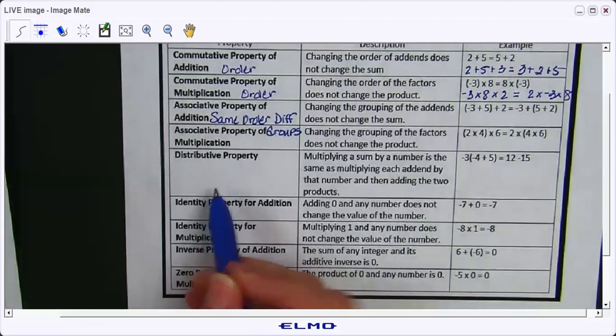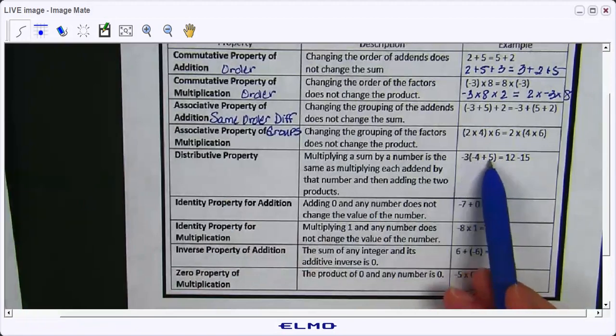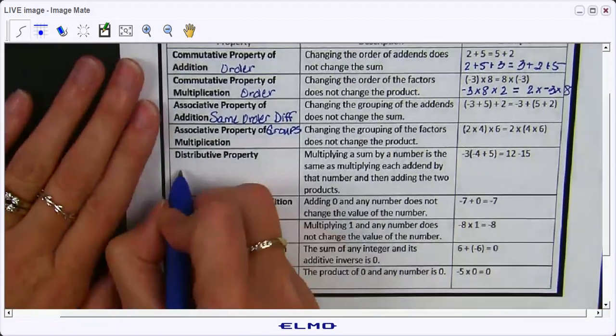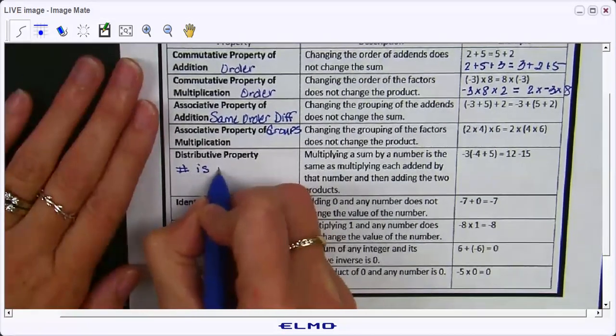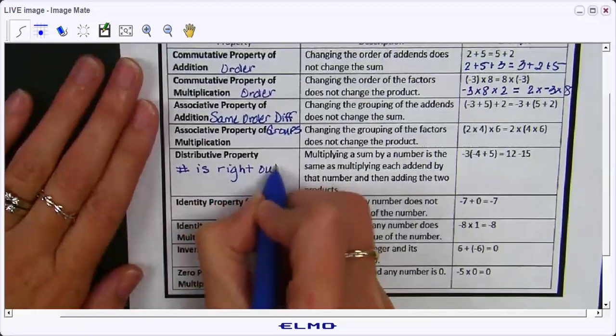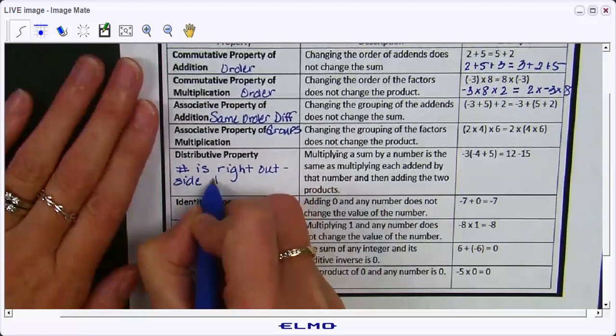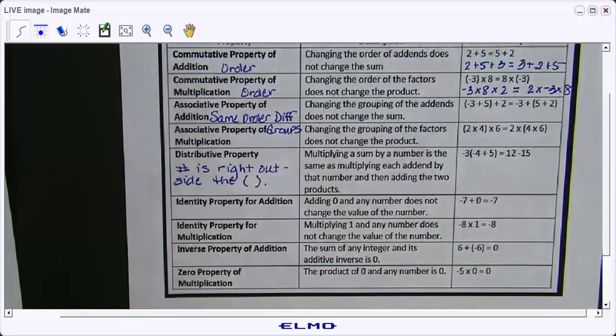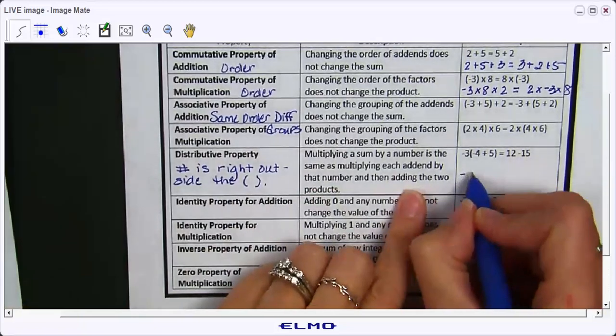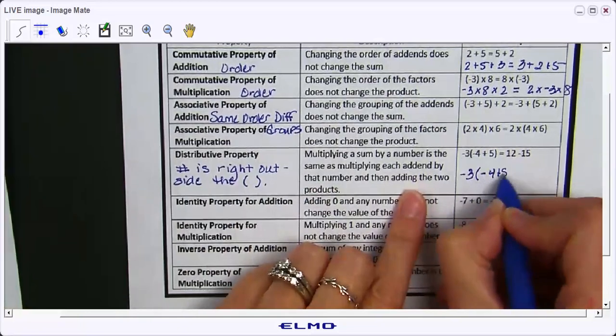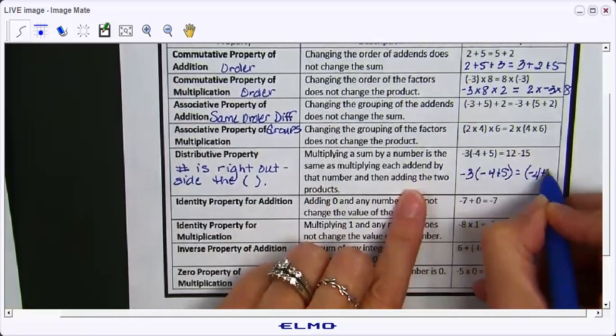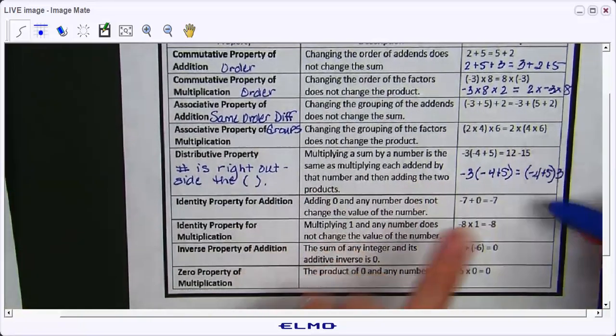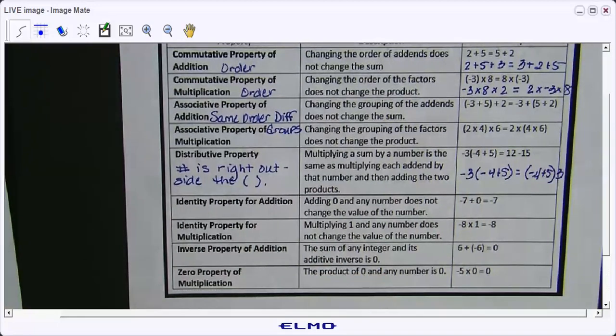Now we have the distributive property. Here you have -3 times -4 plus 5. This is if a number is right outside the parentheses. Okay. Sometimes it might look like this: -3 times -4 plus 5 equals -4 plus 5 times 3. So it could look either way, it's still the distributive property. Here up at the top, they went ahead and distributed it. Here they didn't distribute it, they just moved the -3 over, and I forgot my -3 over here. Okay.